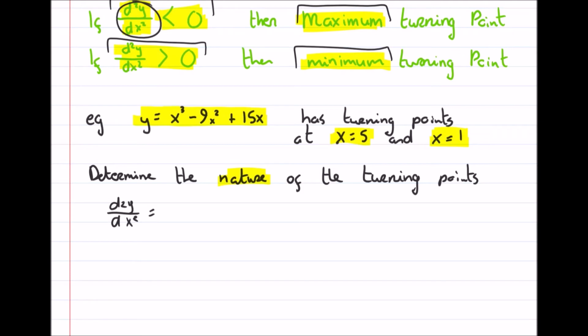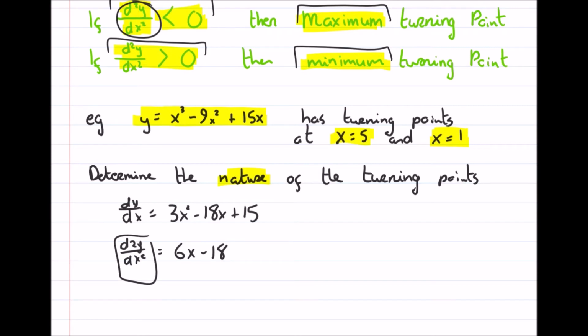So differentiate it twice. Well, if I differentiate it once, so dy/dx equals 3x squared minus 18x plus 15. Now differentiate it again. d squared y over dx squared, and I will get 6x minus 18. Okay, so I'm after differentiating it twice, so I'm after doing this bit. Now I need to check my 2 points.